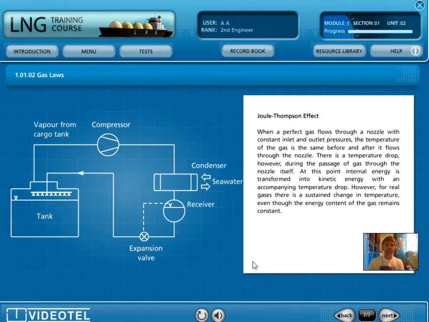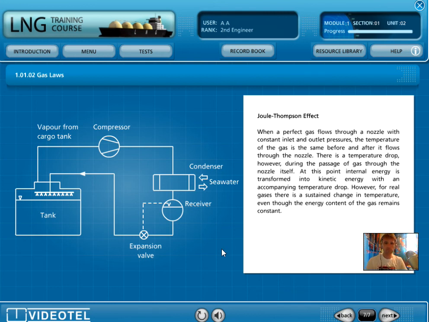Let's move on. Joule-Thomson effect. When a perfect gas flows through a nozzle with constant inlet and outlet pressures, the temperature of the gas is the same before and after it flows through the nozzle. There is a temperature drop, however, during the passage of gas through the nozzle itself. At this point, internal energy is transformed into kinetic energy, with an accompanying temperature drop. However, for real gases, there is a sustained change in temperature, even though the energy content of the gas remains constant.